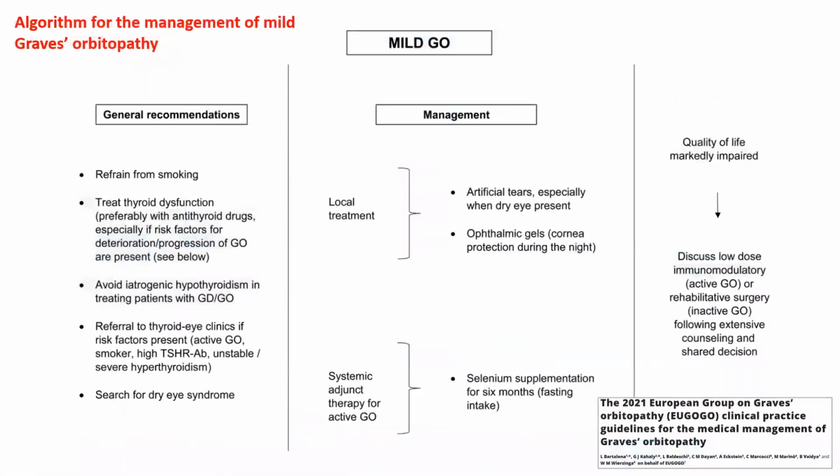This is a very important algorithm for management of Graves' orbitopathy, extracted from the guideline published in the previous year, the European Group on Graves' Orbitopathy clinical practice guidelines for the medical management of Graves' orbitopathy. This is an update of the previous guideline published in 2016, in combination with EUGOGO and the European Thyroid Association. They classify management according to mild Graves' disease and moderate to severe Graves' disease, first line therapy and second line therapy, and lastly sight-threatening Graves' orbitopathy.